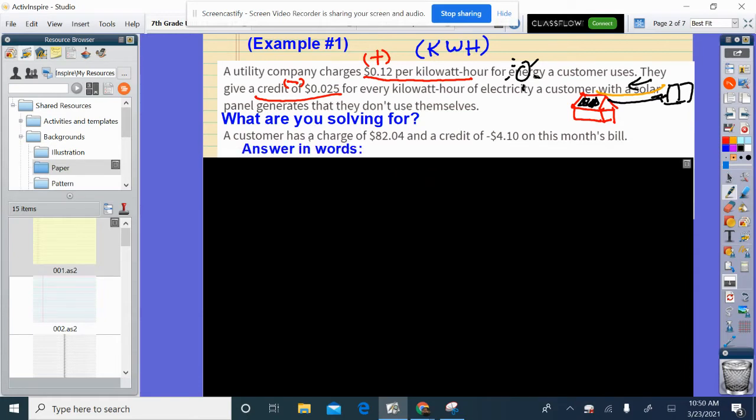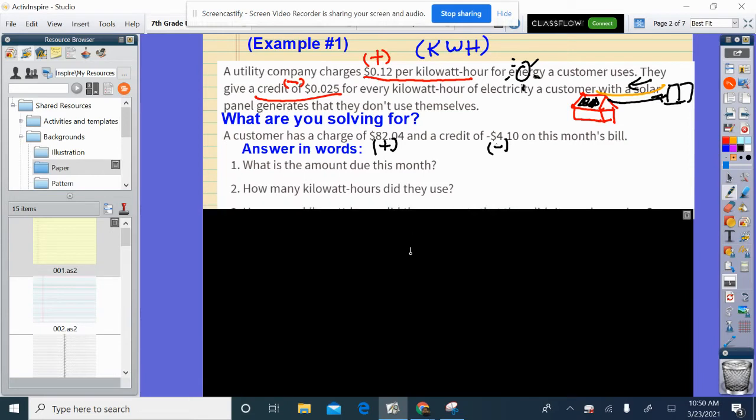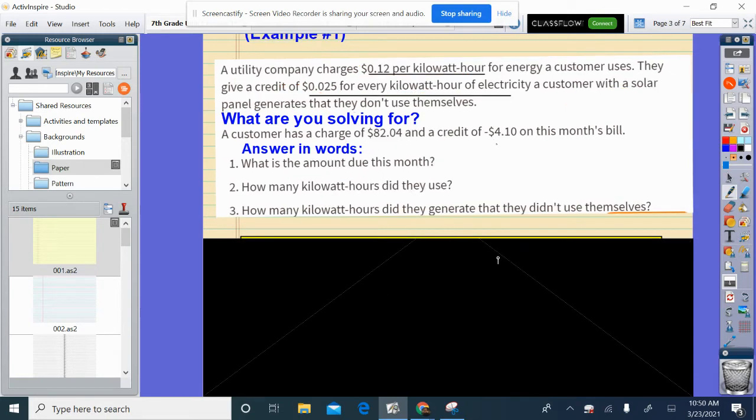A customer has a charge of $82.04, which would be a positive amount, and a credit of negative $4.10, which is a negative amount, for the kilowatt hours that they did not use in their home for that month. So what is the amount due for this month? How many kilowatt hours did they use? And how many kilowatt hours did they generate that they didn't use themselves? So I broke this down into my next slide over here.